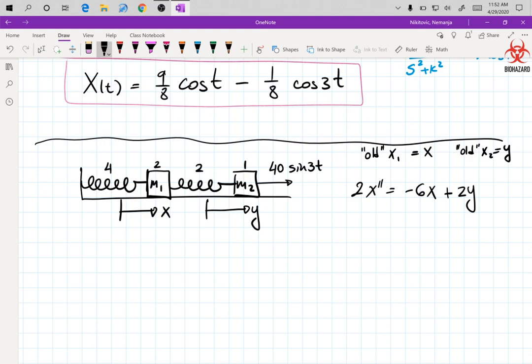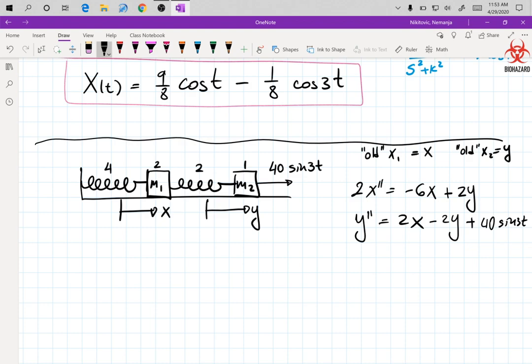And we have our second equation here, which is for the second mass. The mass is 1, so 1 times y double prime, the acceleration, is going to be 2x minus 2y plus, and now we have our 40 sine 3t. That's our forcing term. So you are yanking it with a frequency 3 and so on.